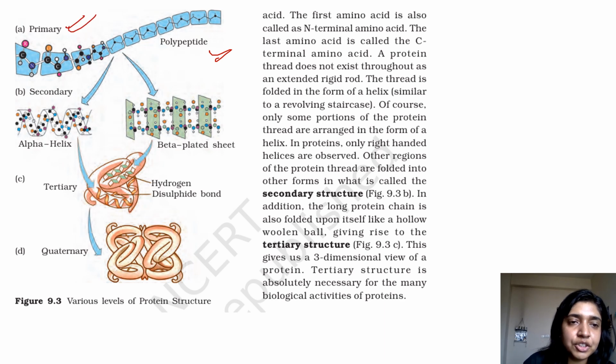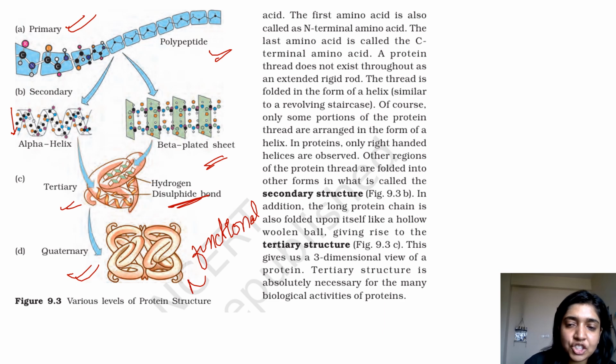The primary structure, as you can see, looks like a line. In the secondary structure, you either get a helix or a coil structure or a beta pleated sheet. All right. In your tertiary structure, what happens? Disulfide bonds start forming, and the structure becomes 3D. Then finally the quaternary structure, and the quaternary structure of a protein is actually the functional structure. So whatever function the protein plays, it's because of its quaternary structure.